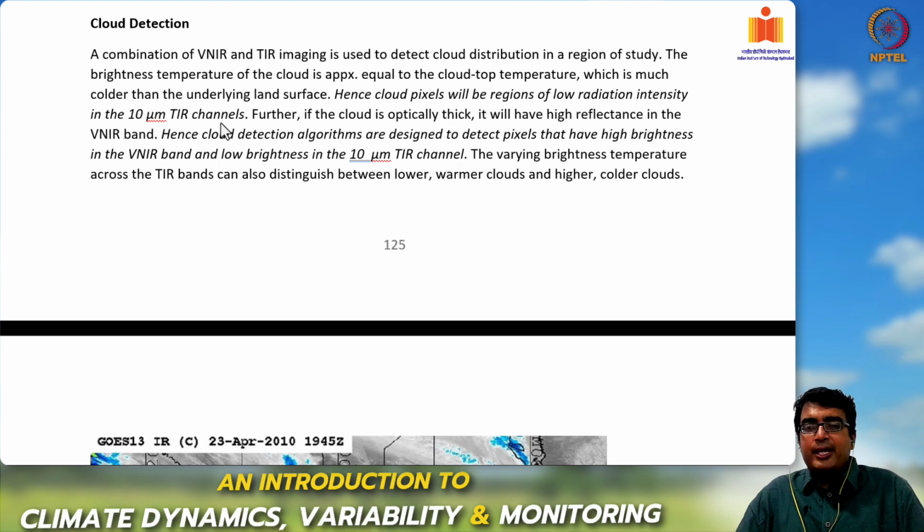Furthermore, the varying brightness temperature across the TIR bands can also distinguish between lower, warmer clouds and higher, colder clouds. And the distribution of low-lying clouds and high-lying clouds is very important in modulating the energy balance of the world and is very important for accurate climate models as well. So, this critical information is also provided by the TIR channel along with the distribution of clouds.